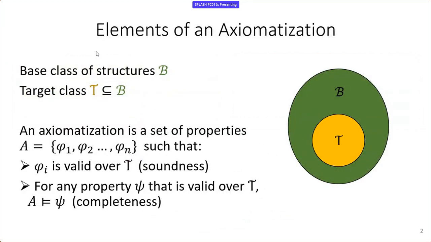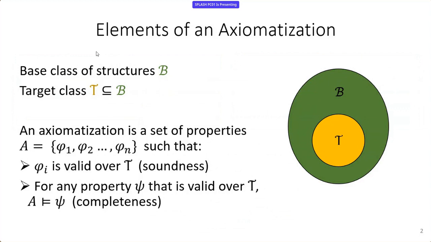Let's look at some kind of working definition of an axiomatization so we're all on the same page. We have a base class of structures B and a subclass of structures T that we want to axiomatize. T is called the target class. And then an axiomatization A, for axioms, is a set of properties, phi 1 through phi n, such that two things are true. One, every phi i is valid over T. That's the basic soundness criterion.